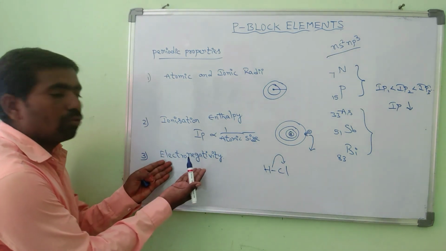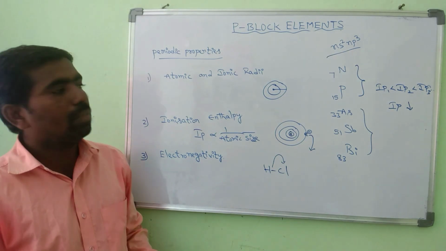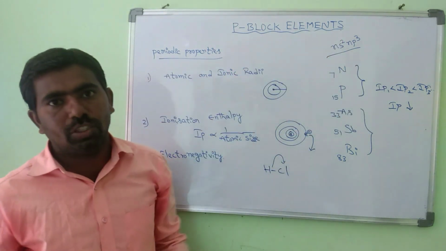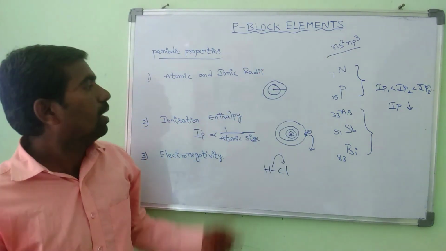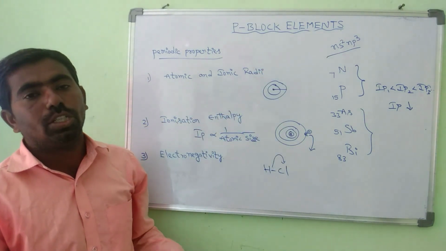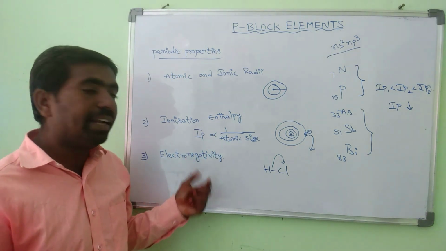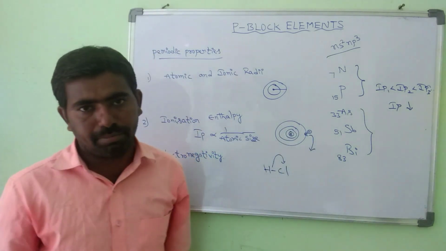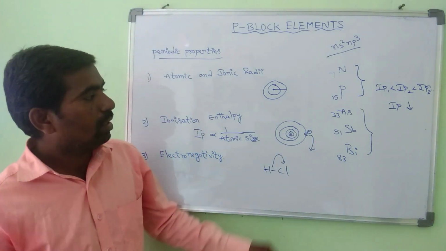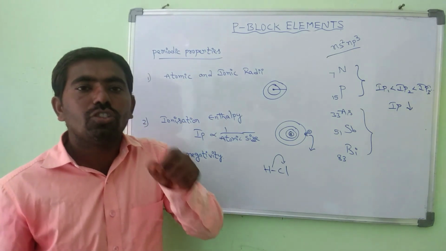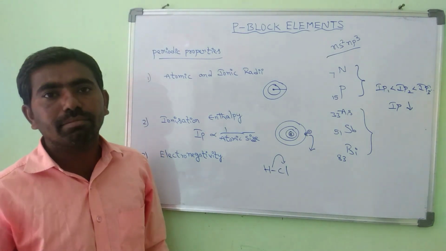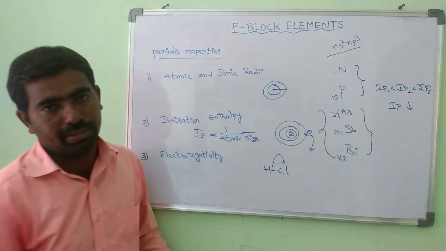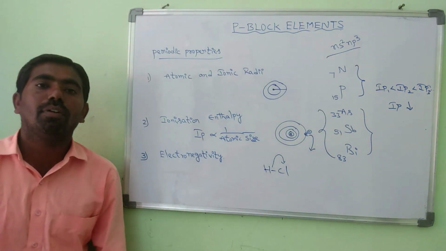And how does it vary in the 5th A group? Observe. When we are moving from nitrogen to bismuth, that means from top to bottom, atomic size increases. Due to that reason, electronegativity decreases from nitrogen to bismuth, and there is not much change in the electronegativity in the heavier elements. That is about electronegativity.